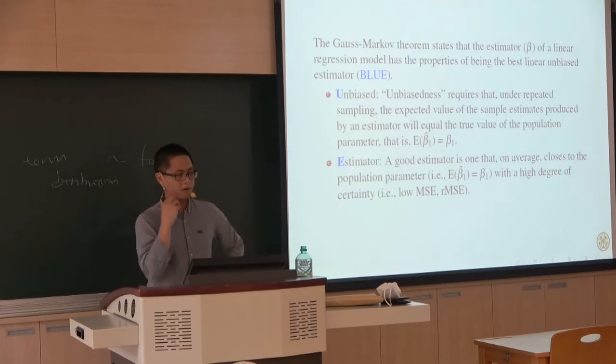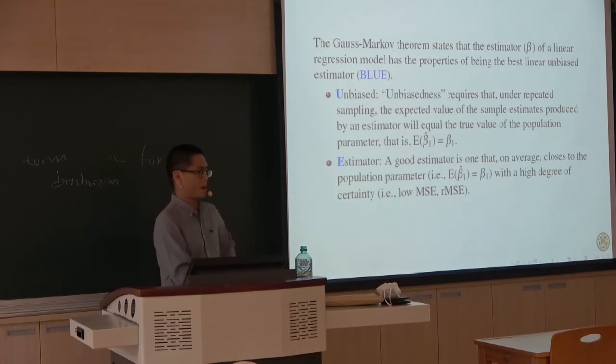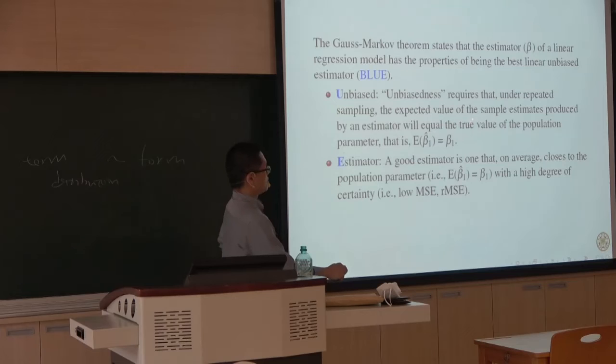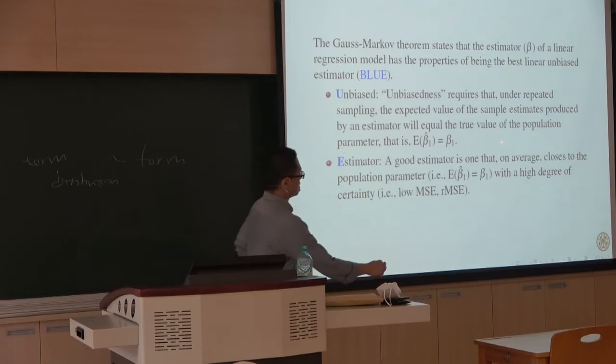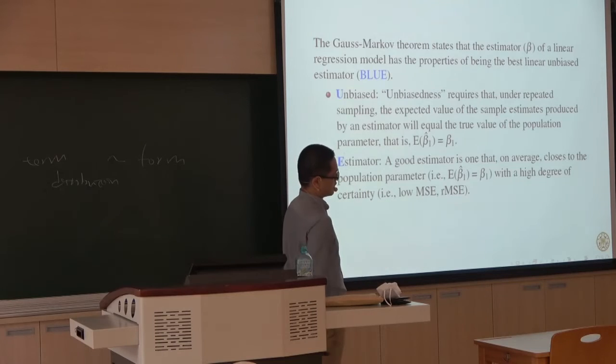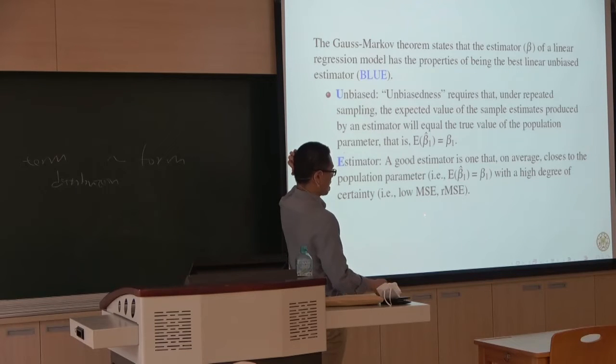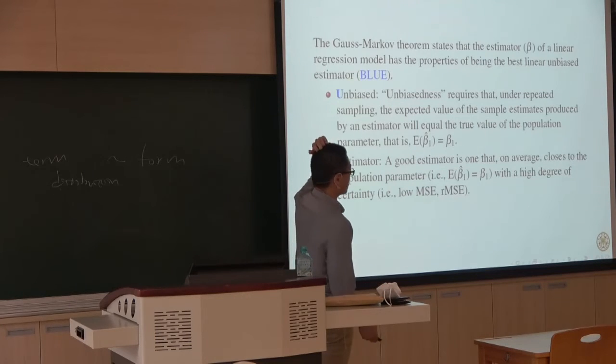Unbiasedness requires that under repeated sampling, the expected value of the sample statistic produced by an estimator, beta, will equal the true value of the population parameter, which we don't know, right? But I only say that with perhaps a large amount of samples on repeated sampling, we should get to the true population parameter. Estimator. A good estimator is one that averages close to the population parameter with a high degree of certainty, meaning that the estimate has low mean square error, or root mean square error as well. Okay.